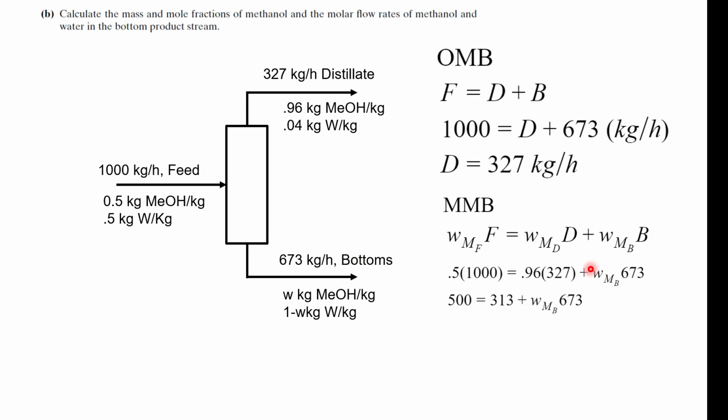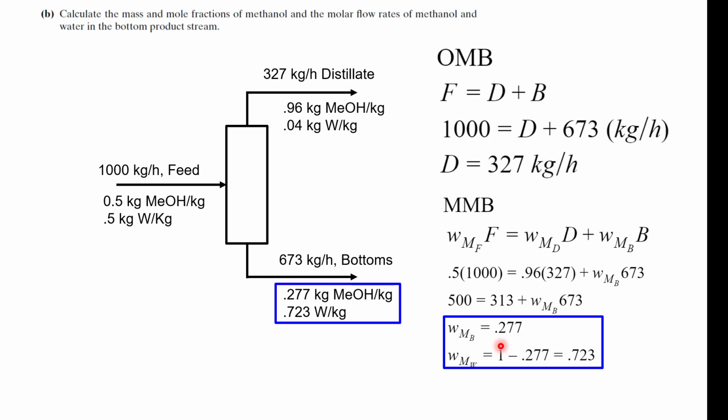And we can use some algebra to solve for this mass fraction, because we already solved for the distillate concentration, the distillate flow rate, excuse me. And doing some algebra, we can solve for this. It's going to be 27% methanol per kilogram in the bottom stream.